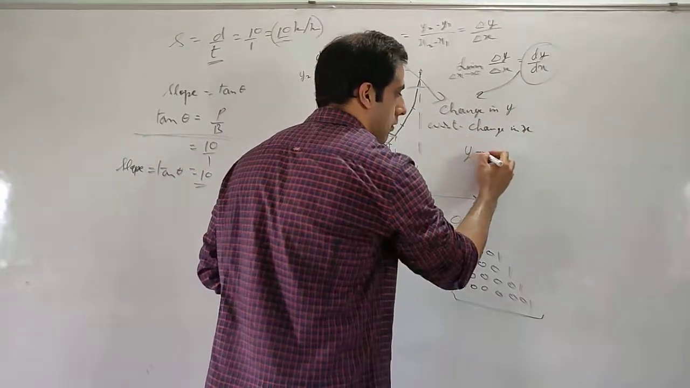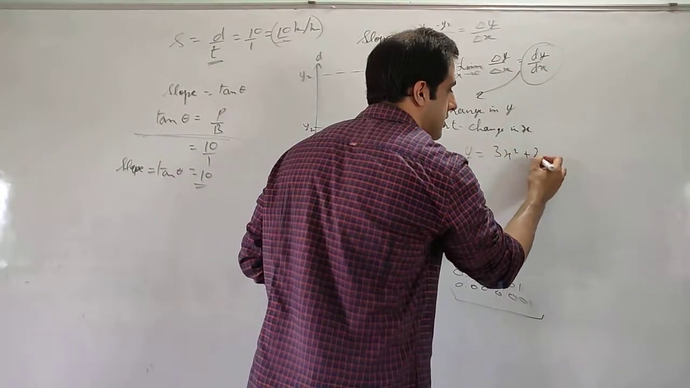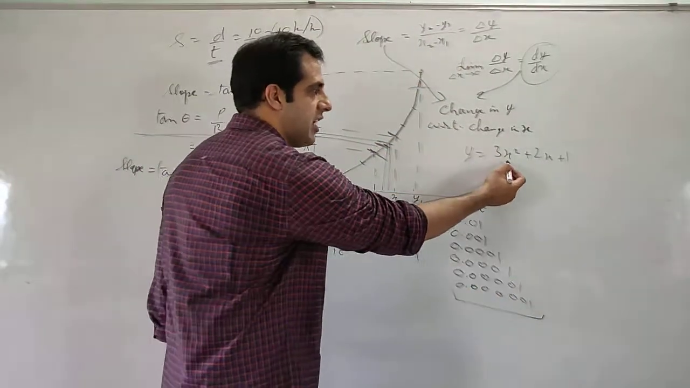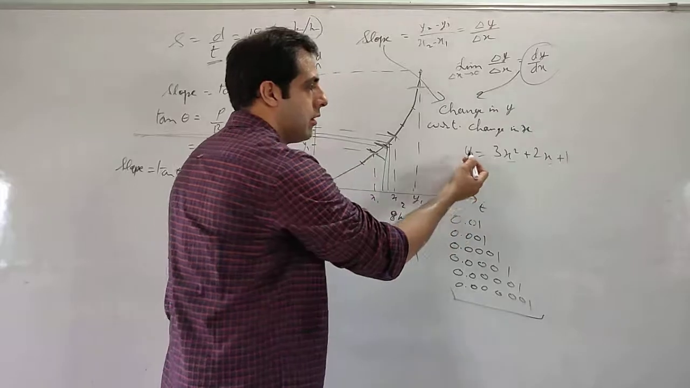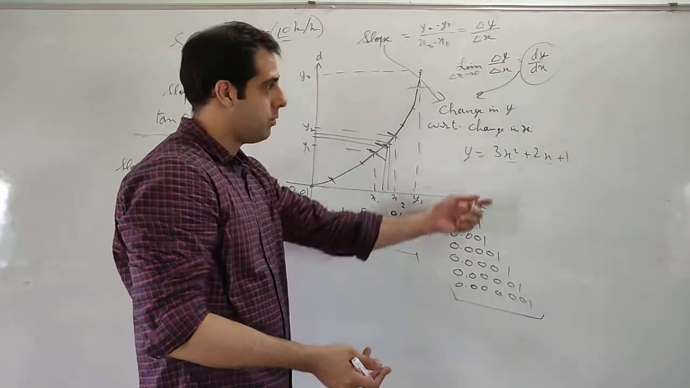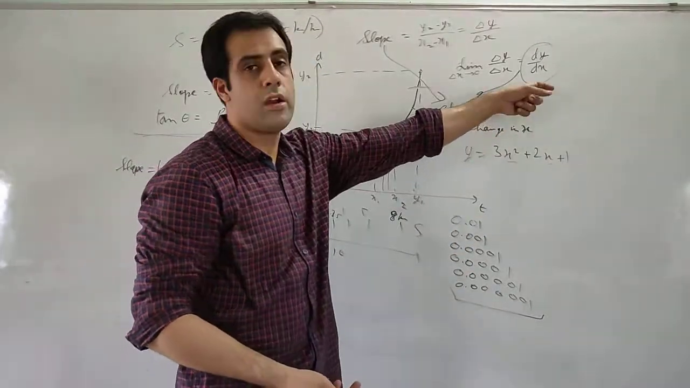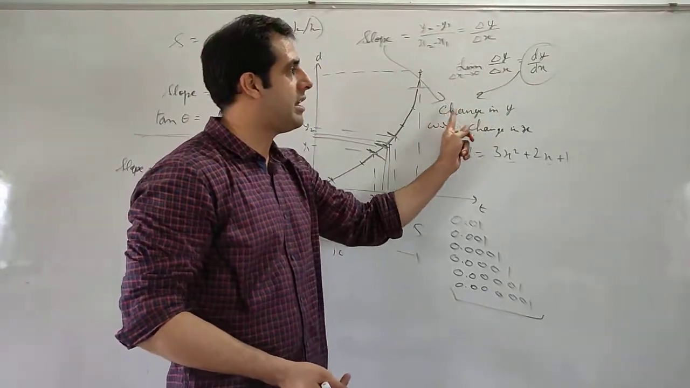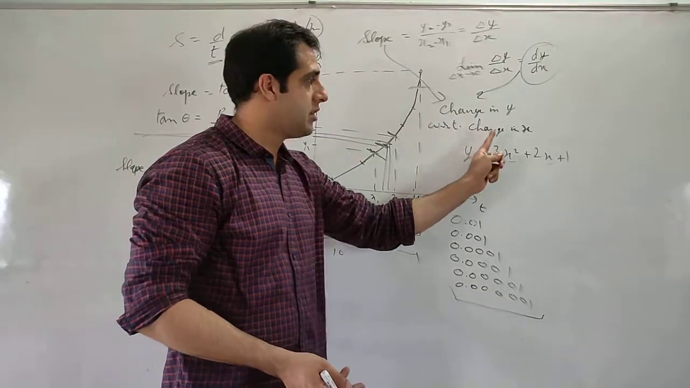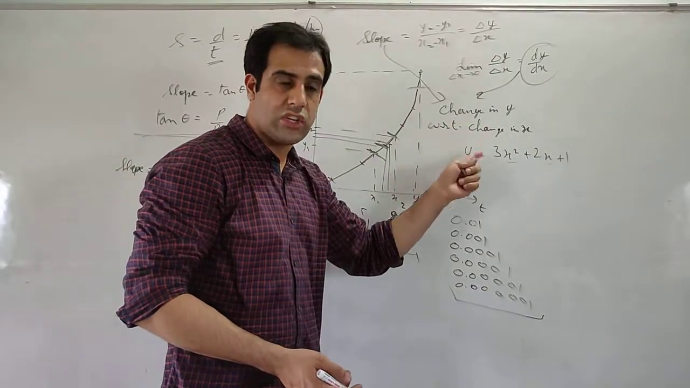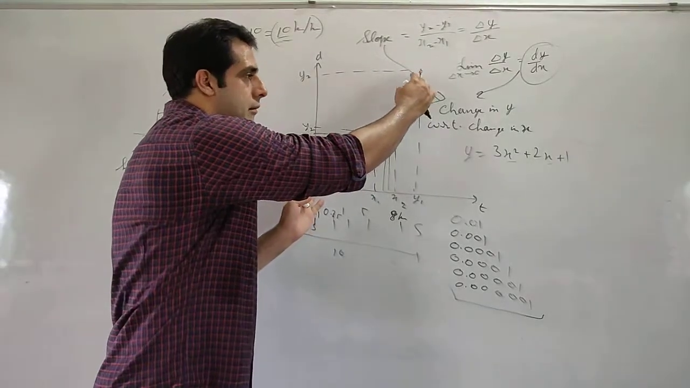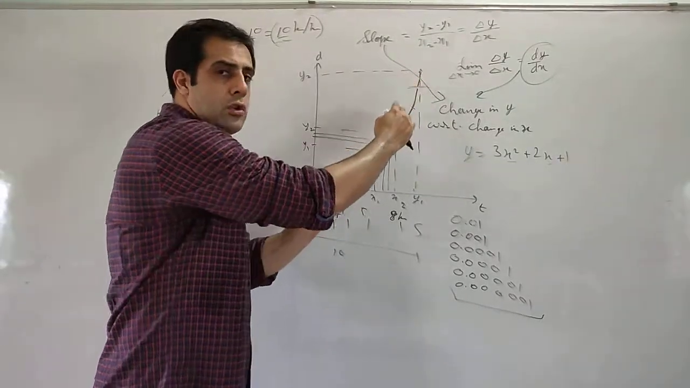Take an equation, y equals 3x square plus 2x plus 1. Suppose this is the equation of y. Now if I change the value of x, the value of y will also change. So this is the same thing that we are doing here. In both the slope and dy by dx, we are calculating change in y with respect to change in x. And to calculate this change for a curved line, what did we do? We brought y2, y1 and x2, x1 closer to each other.